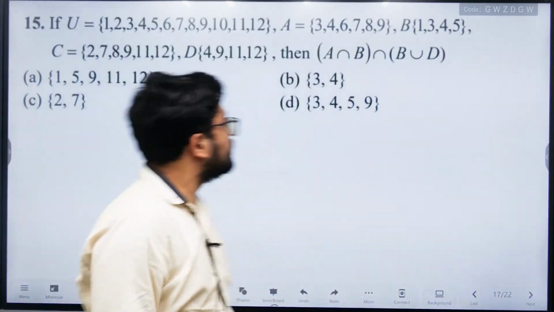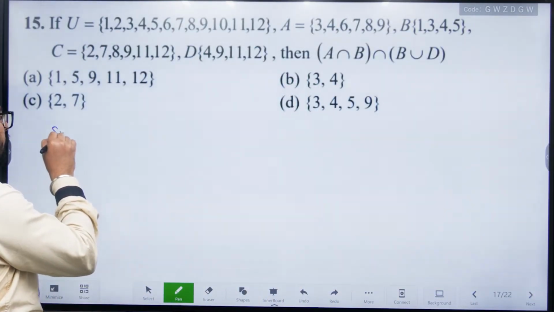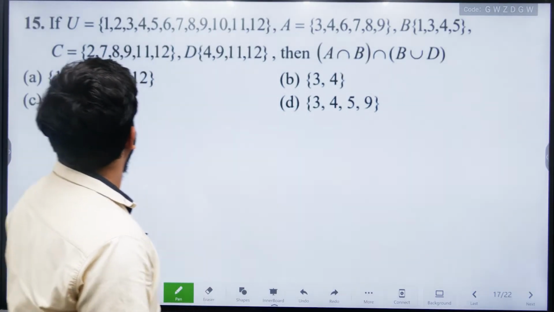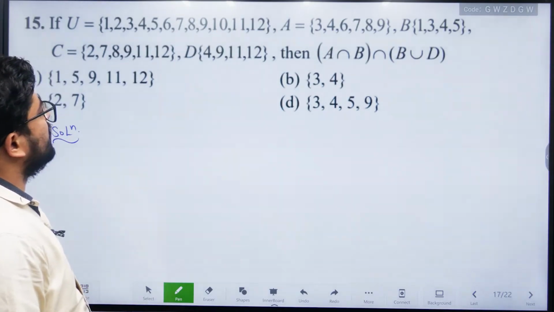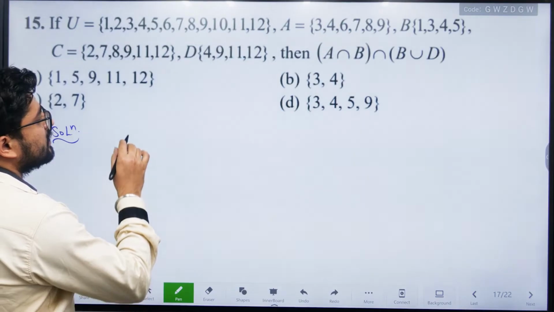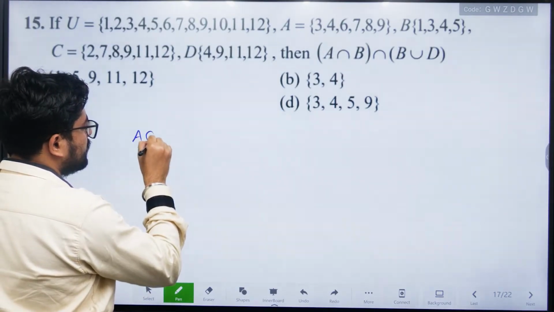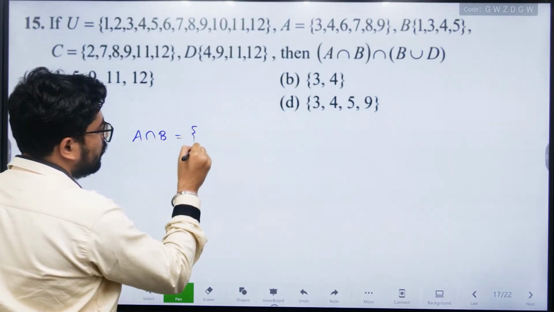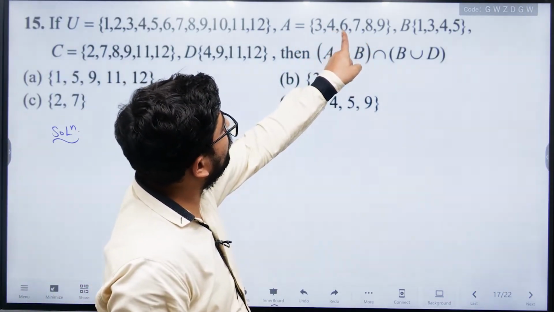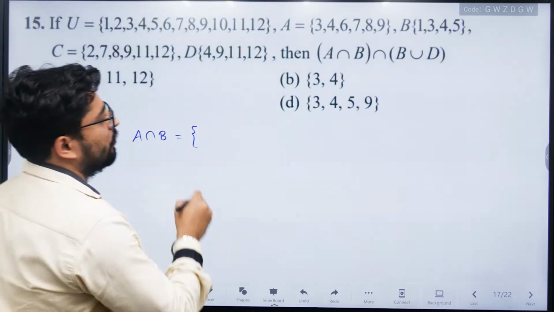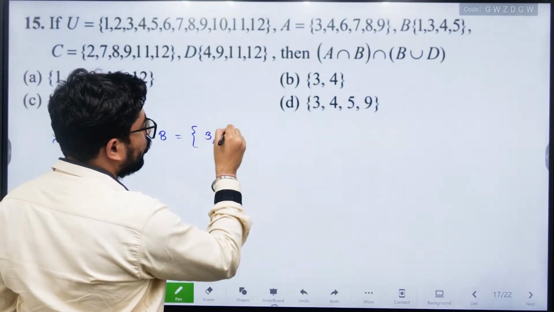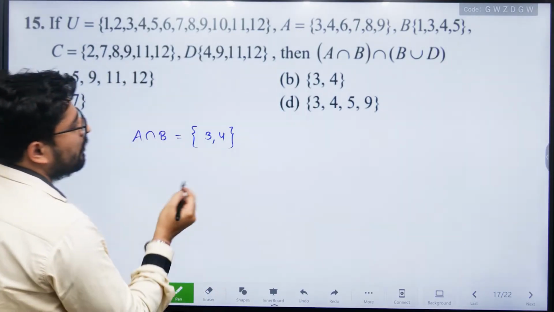Now the next question. You have a universal set and sets A, B, C and D. You have to find A intersection B. A intersection B is 3 and 4, the common elements. Then B union D.